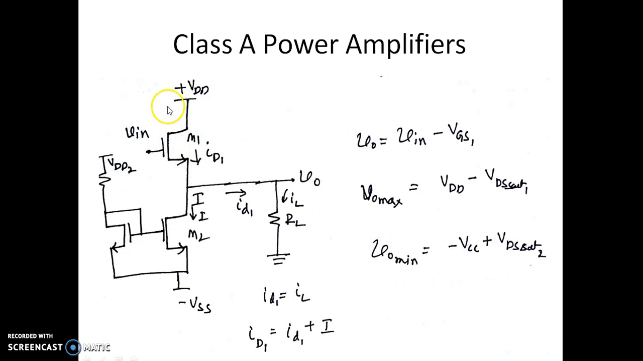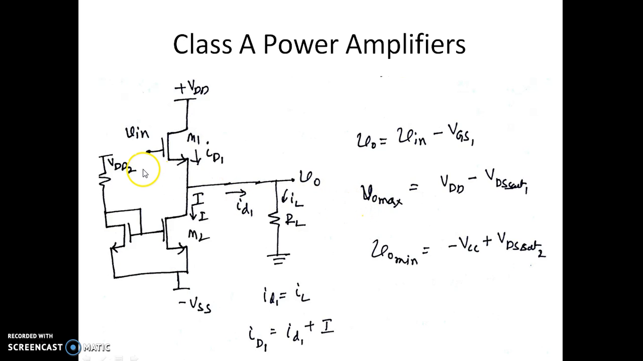As you can see, this MOSFET M1 always has a DC current of I flowing through it. The AC current will flow through the resistor RL. That means the M1 transistor is biased such that even if the input voltage is 0, there is a current of I flowing through M1 as well as M2. Now we know that V0 is given by Vin minus VGS1. So this is what we have already seen.